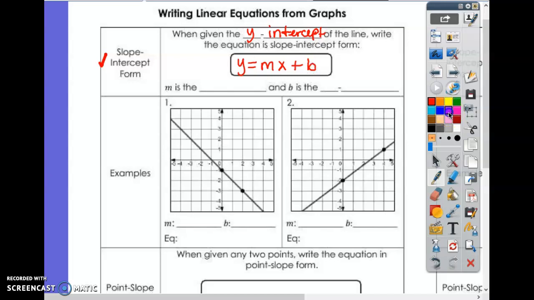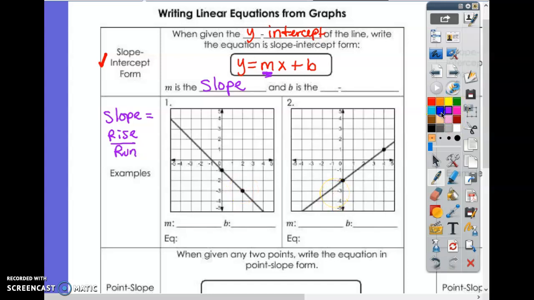Okay? What is m? What is this called? It's the slope. Okay? And the slope is found doing the rise over the run. So in a little bit, we'll find the slopes of these two doing rise over run.